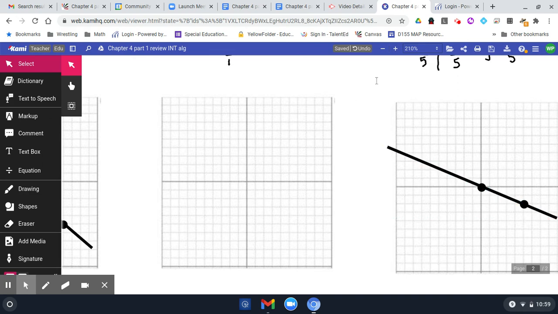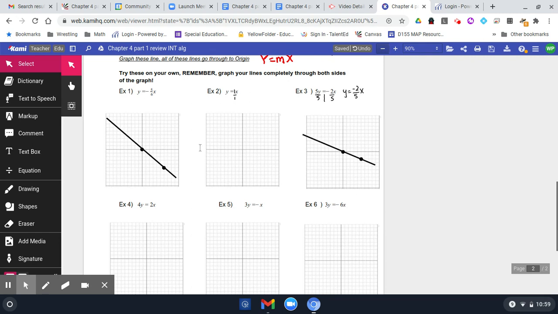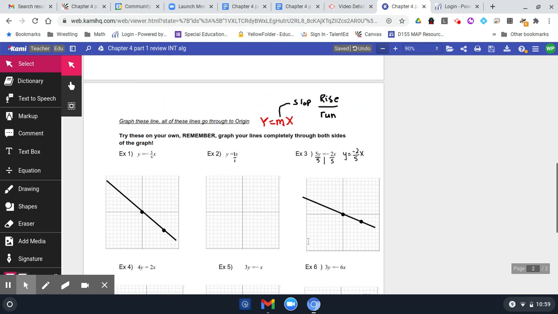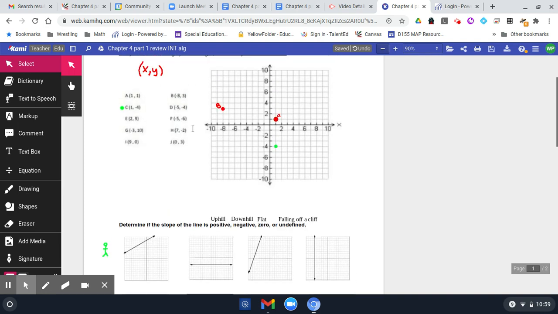And that's all we have for today, guys, okay? This is the first part of our review, which is graphing lines. So you guys are going to have to do the rest of those on your own, whether you watch this video or not. You're going to have to do these and then graph all these points.